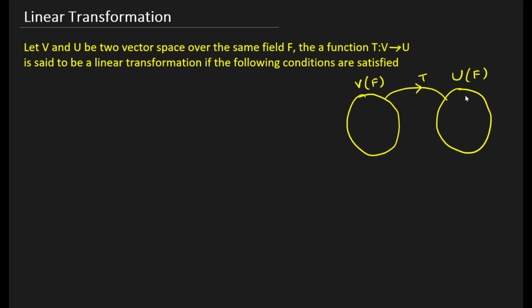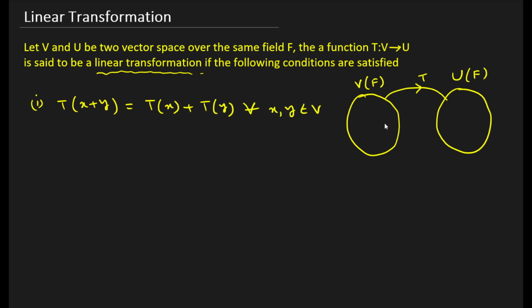So we know the definition of function. If for every element of V there exists a unique element in U, then we say that it is a function. Now this particular function is said to be a what? Linear transformation. Okay. तो इस function को हम linear transformation कब बोलेंगे? If some conditions are satisfied. जैसे कि number 1, T of x plus y should be equal to T of x plus T of y for all x, y belongs to the domain.